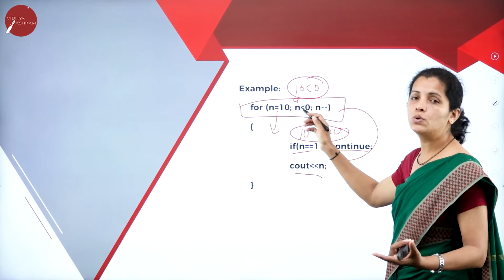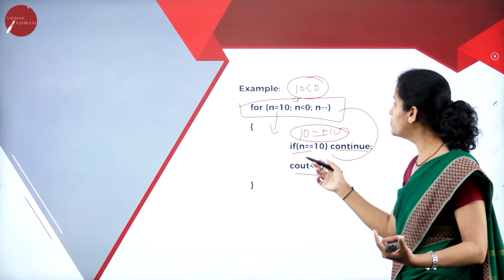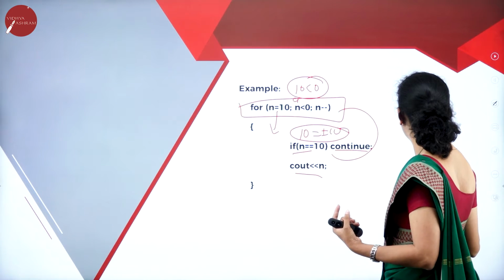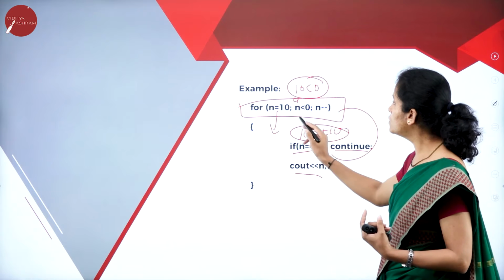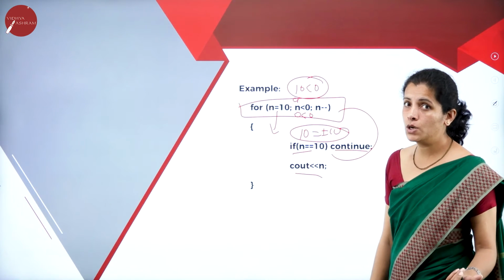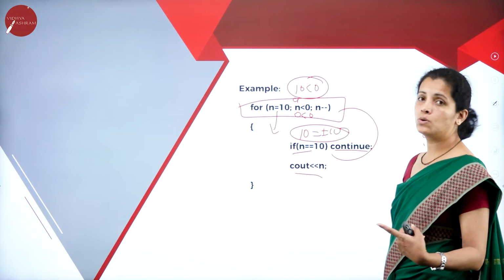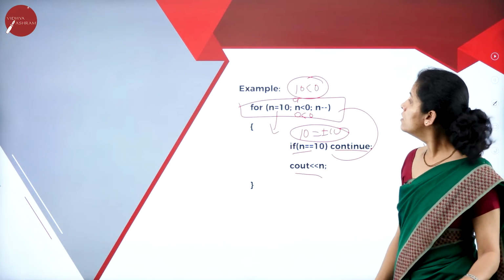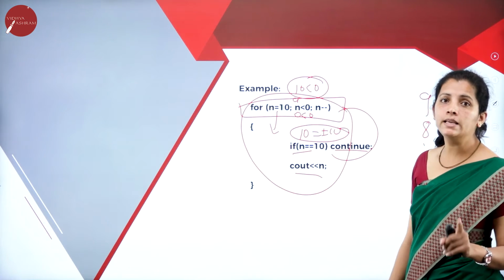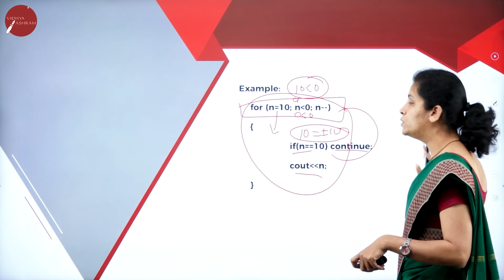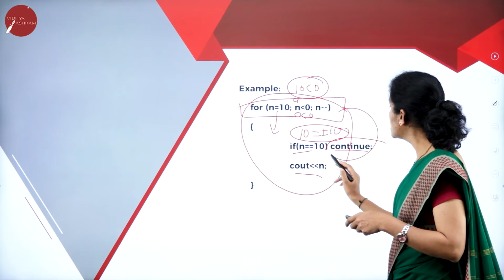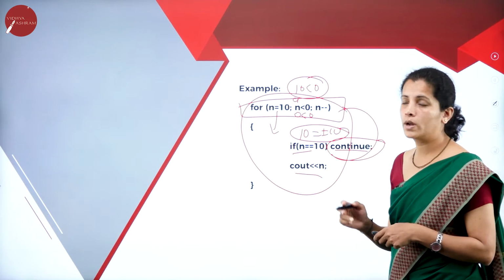8 less than 0, it is true. So I'm going to print 8 and it's going to vary up to 1. When n becomes 0, 0 less than 0, the condition is false. According to this for loop, I can print the numbers 9 to 1. This is the way I can use continue in my program.